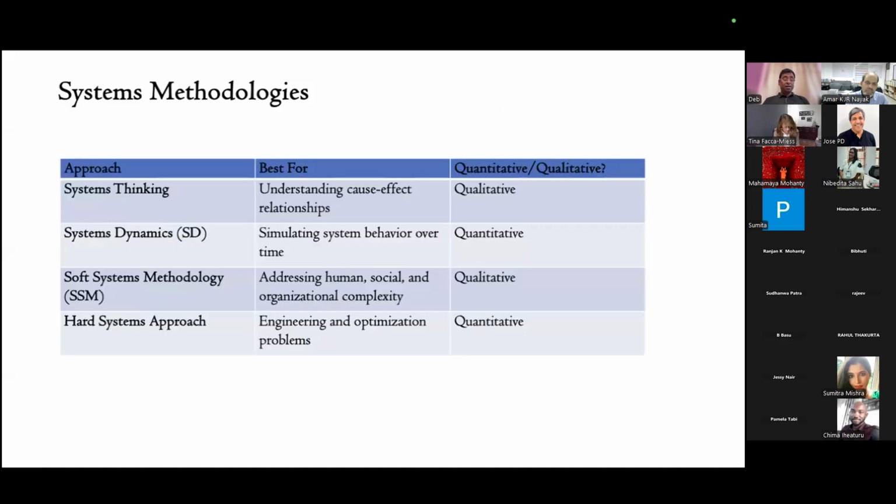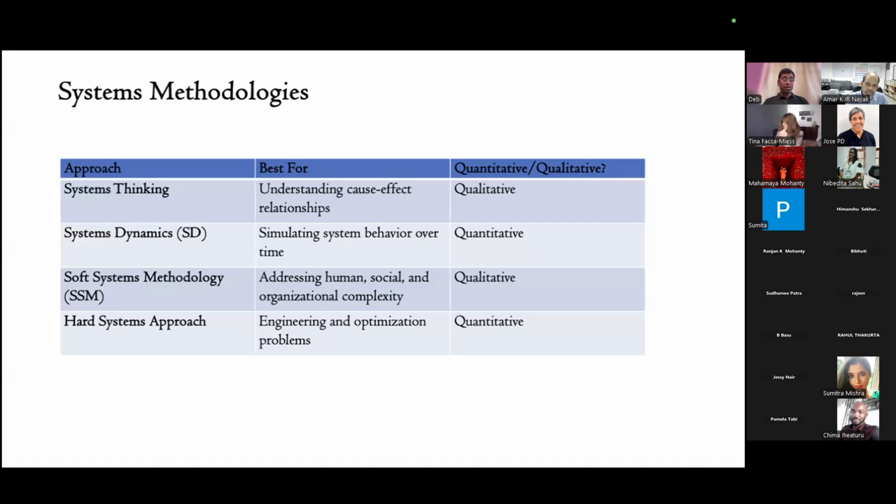If you compare the different approaches, systems thinking is best used for understanding cause-effect relationships and engages qualitative methods. System dynamics simulates system behavior over time and is broadly quantitative in nature.